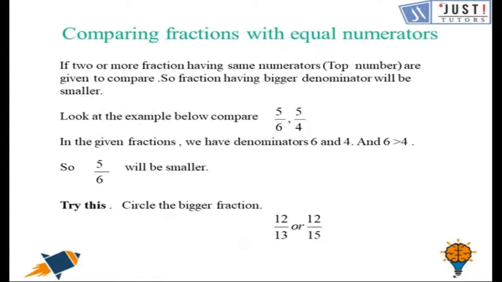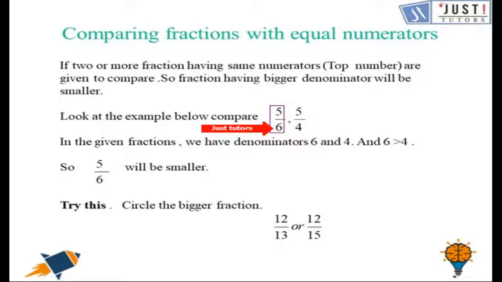Pat your back if all of your answers are correct, and let's move forward and talk about comparing fractions with equal numerators. The basic thing to take care of is that the numerators are equal and the denominators are different this time. In this case, where numerators are the same, we'll look at the denominator, and the fraction having the bigger denominator will be the smaller. For example, 5/6 and 5/4. The numerators are the same and the bigger denominator is 6, which means that 5 over 6 is the smaller fraction.